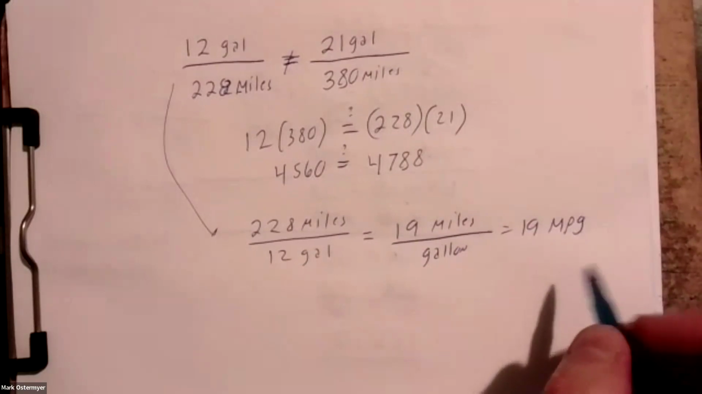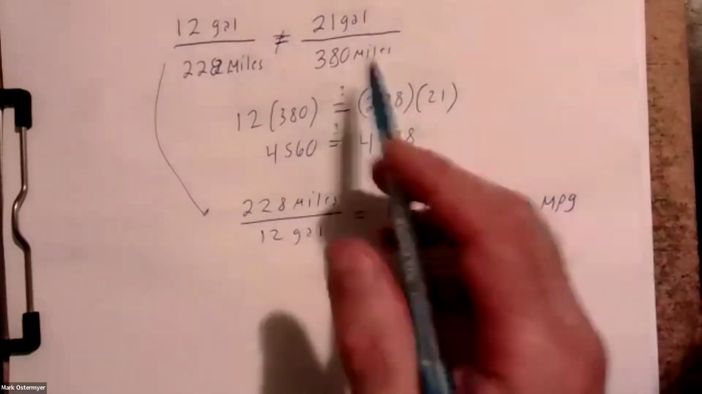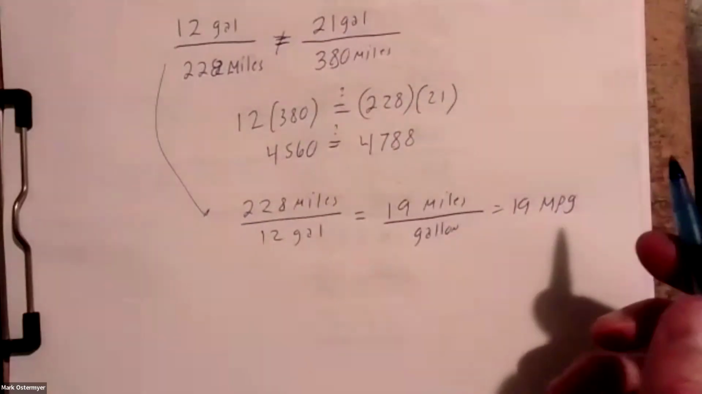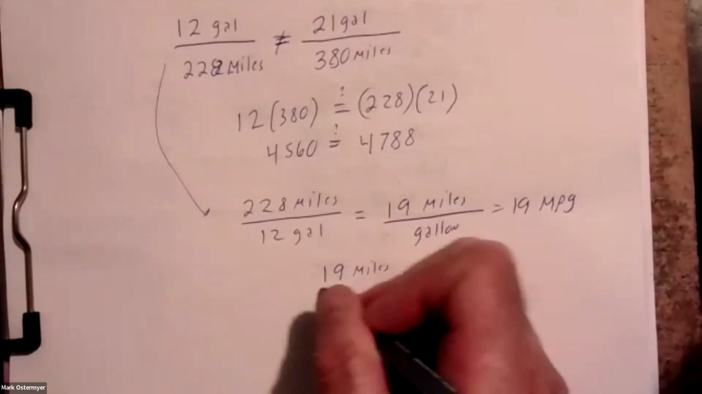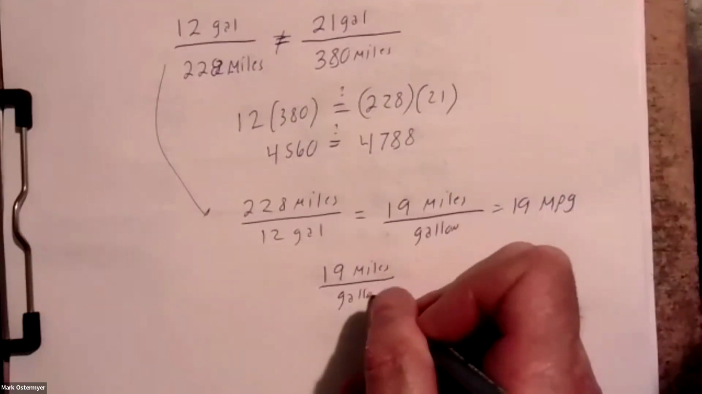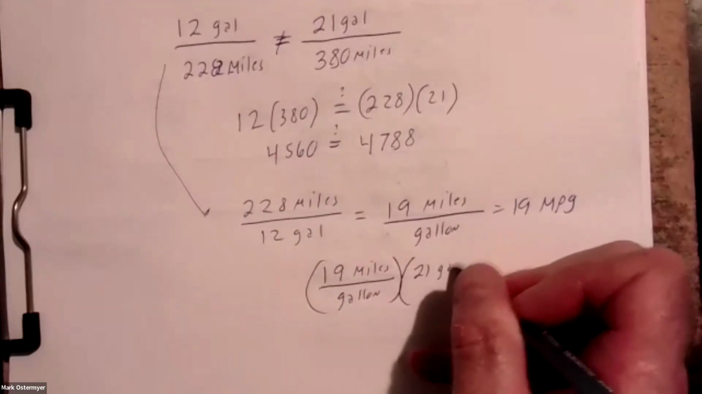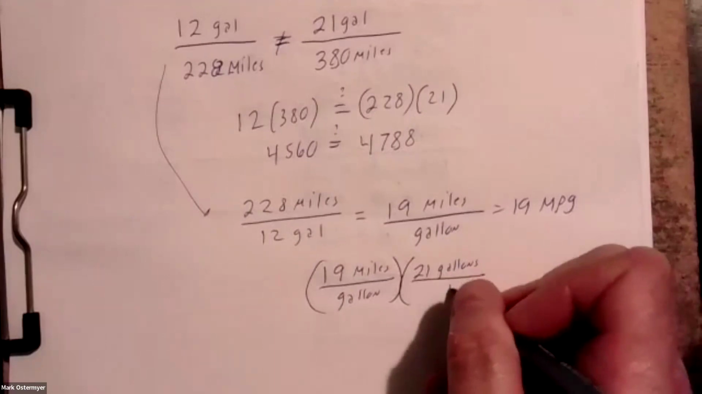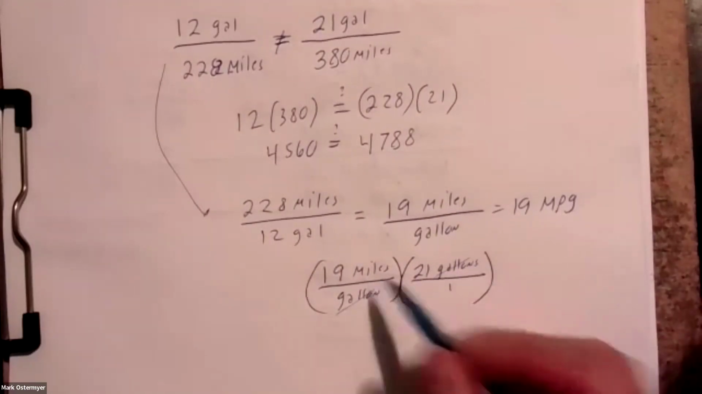Now, we have 380 miles to go. All right, if we fill our gas tank up with 21 gallons, are we gonna make it? Well, we get 19 miles per what, gallon, times 21 gallons. Notice when you multiply these together, the gallon units cross cancel out, leaving you with miles.